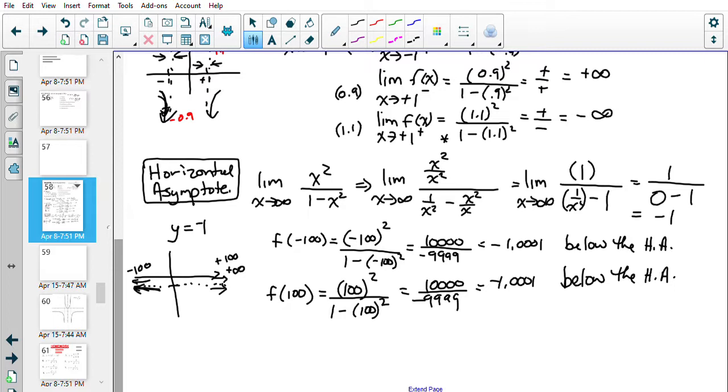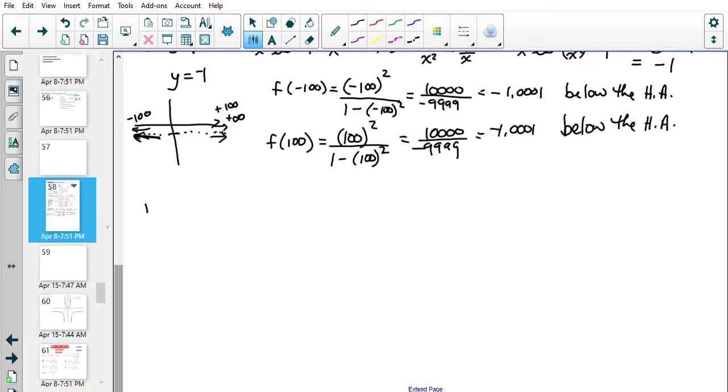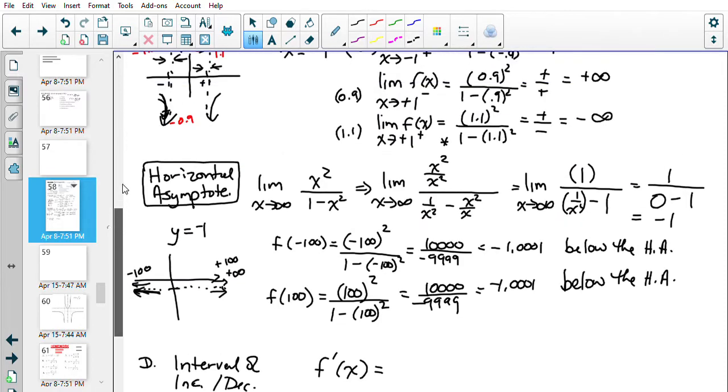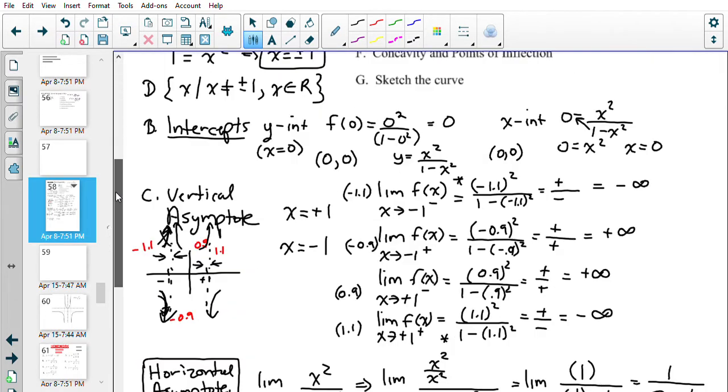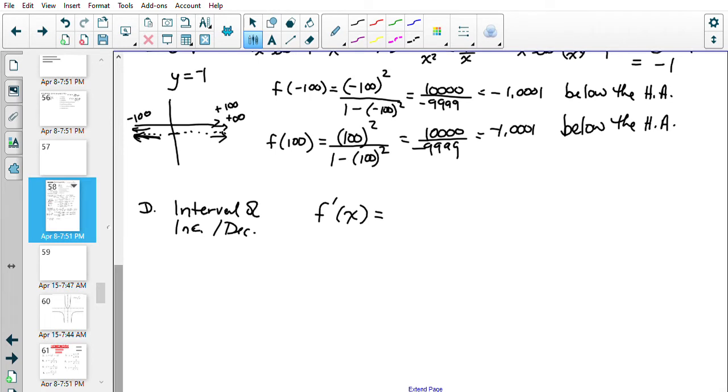The next thing we move to is part D of this, which is the intervals of increase and decrease. So what we need to look at for that is to consider for the first time in this equation the derivative, which is way back at the top of this slide. So my derivative was 2x over 1 minus x squared all squared.